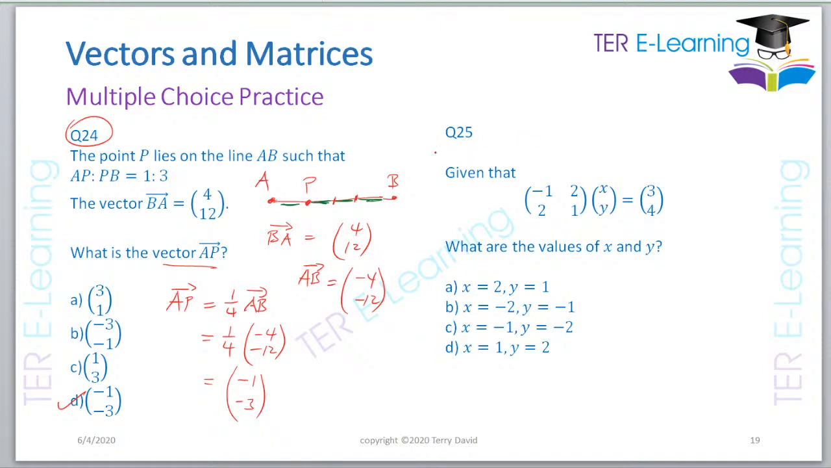And the last question, which is question 25, which is this. I've given you a matrix multiplication here. And based on that, I want to know what is the value, or what are the values of X and Y. Alright, so what are the values of X and Y in this case here? So question 25.